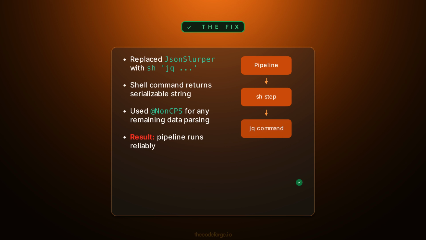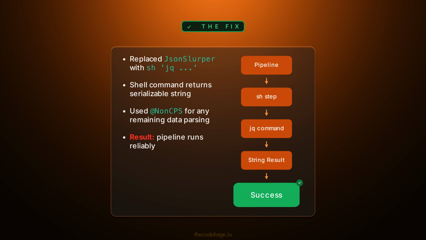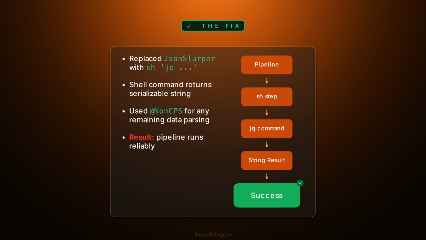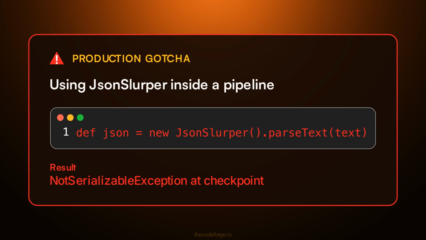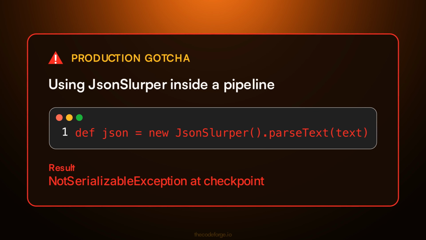The fix was to replace JsonSlurper with a shell command using jq. The sh step returns a string, which is serializable. Any remaining data parsing was moved to @NonCPS methods. This resolved the incident and prevents recurrence. Using JsonSlurper inside a pipeline causes NotSerializableException because it's not serializable. Always use shell commands with jq instead.